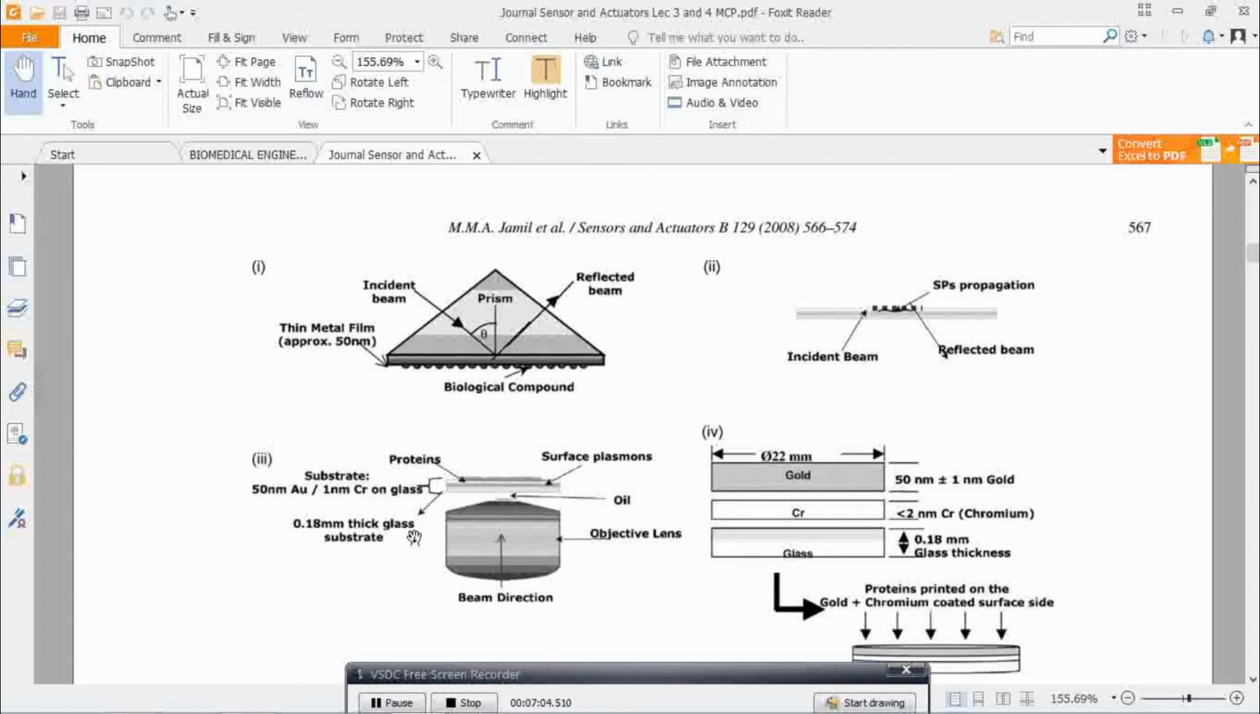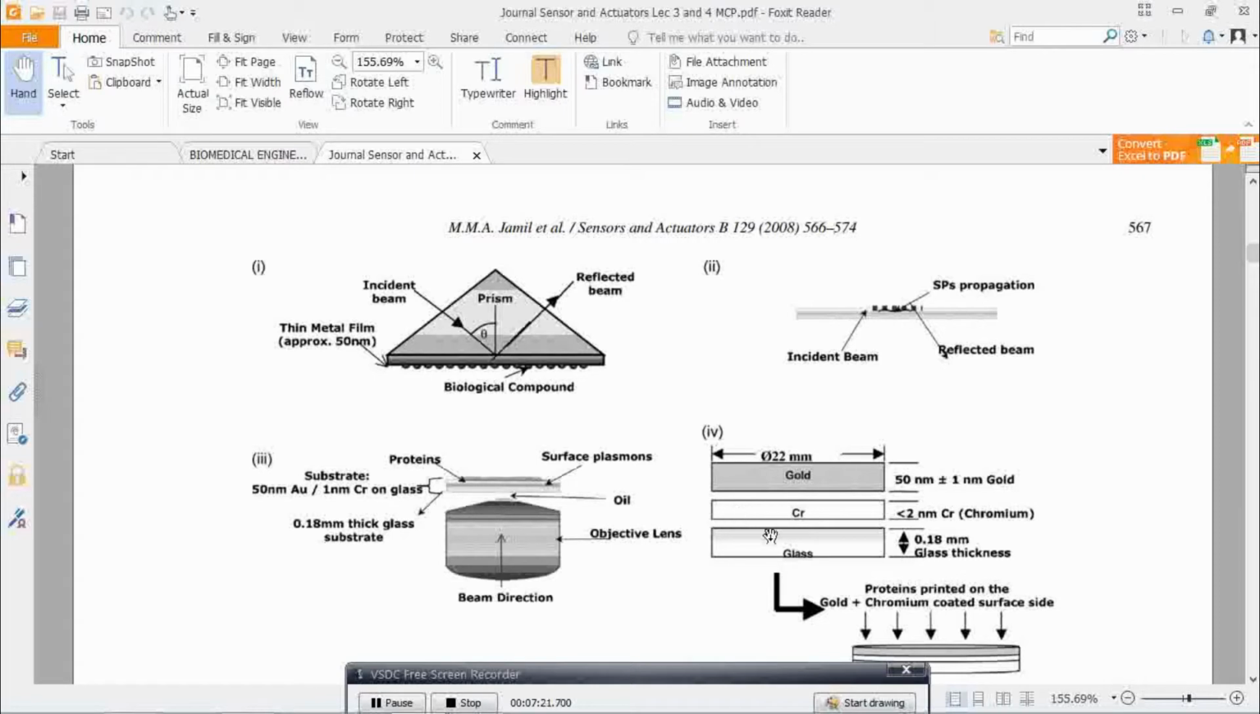Now from this theory, I want you to understand how the optical system works, both in the standard and also in the wide field surface plasmon system.